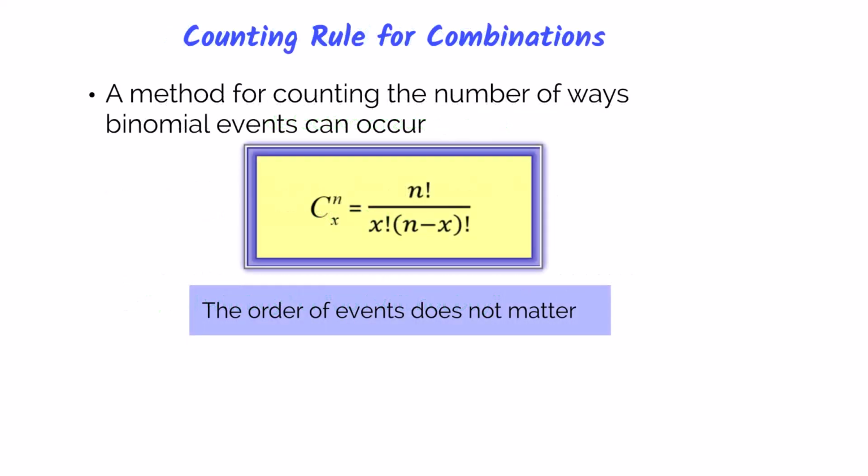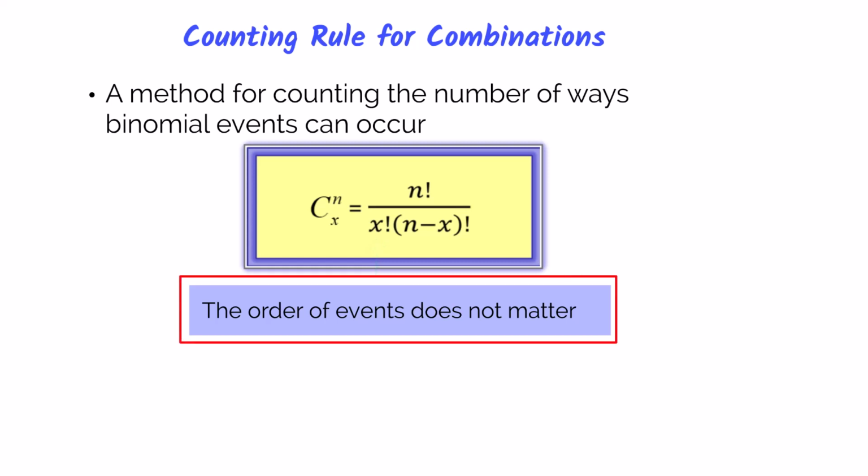Let's review the counting rule next. The counting rule for combinations is a method for counting the number of ways that our binomial event can occur. You will see this when we work through specifically the binomial distribution formula. N is our number of trials that we have. X is the random variable of interest that we're trying to find out about. Note, the order of events really does not matter.